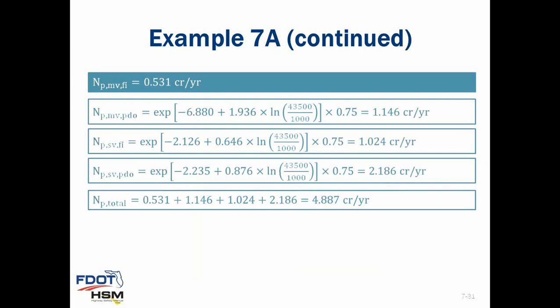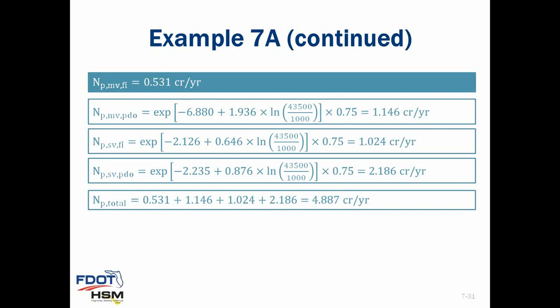So you may recall that we previously computed 0.531 multiple vehicle fatal or injury crashes per year. We're going to use the SPF again for each of the 3 crash type and severity categories that were identified in the question that we're now attempting to answer. As before, the SPF coefficients A and B are taken from the table in slide 24. For the multiple vehicle PDO crash frequency, we compute 1.146 crashes per year. This result is shown in the second box from the top of the slide.